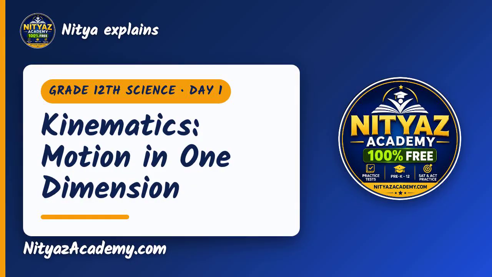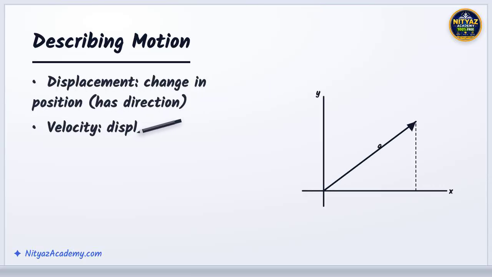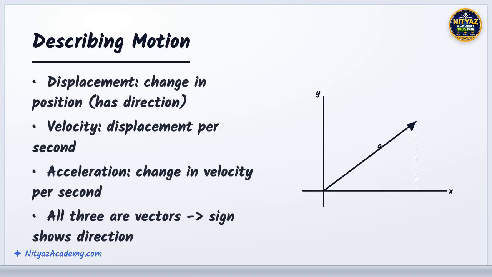Let's learn kinematics, motion in one dimension together, step by step. Let's describe motion along a straight line. Displacement tells us how far an object moved and in which direction, not just the path length. Velocity is displacement per second, so it carries direction too. Acceleration measures how quickly velocity changes each second. Because all three have direction, we use plus and minus signs to keep track of which way things point.